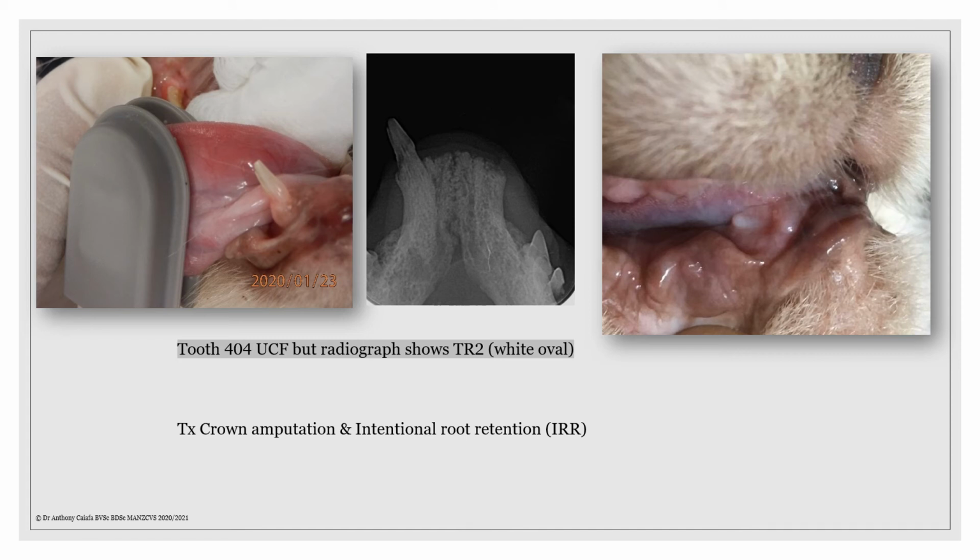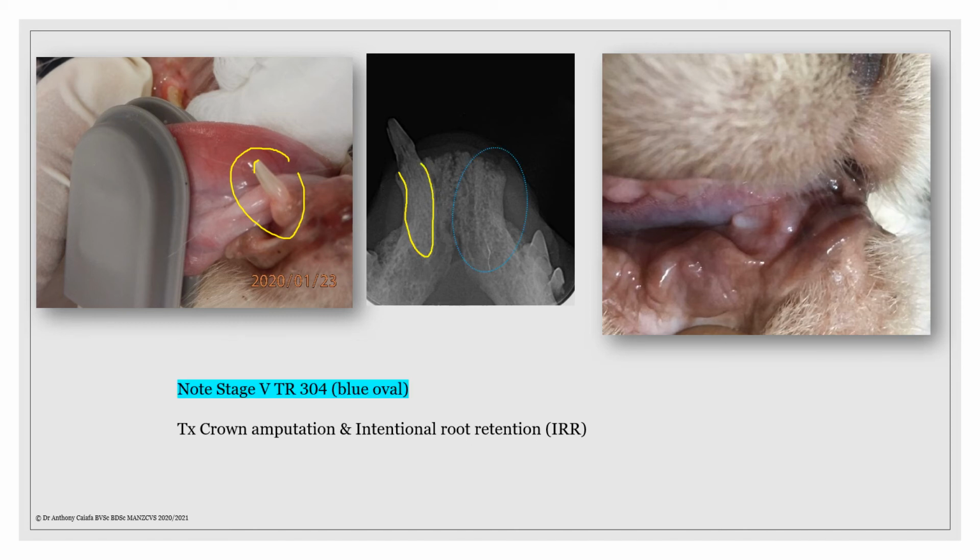This is a photograph of tooth 404. It has an uncomplicated crown fracture of the tooth, but if we radiograph it, we can see this tooth 404 here, that the root of this tooth is also undergoing replacement resorption. If you look at the root on the other side, the crown is fractured off here, and that root is also undergoing replacement resorption. So this is a type 2 type of situation, type 2 tooth resorption.